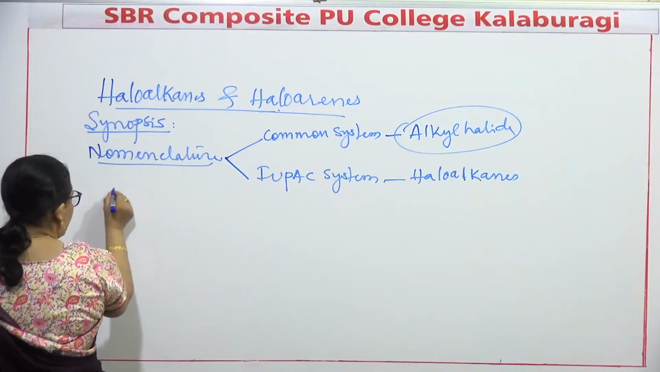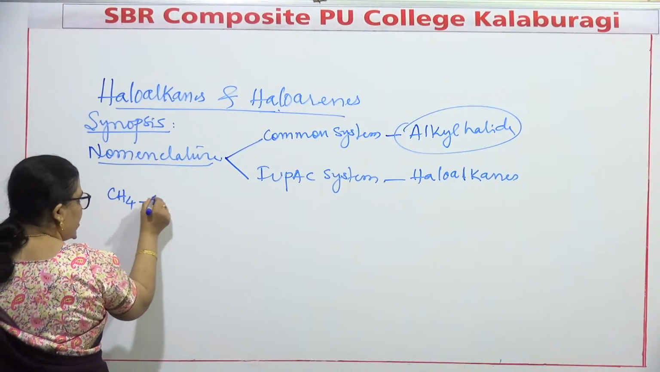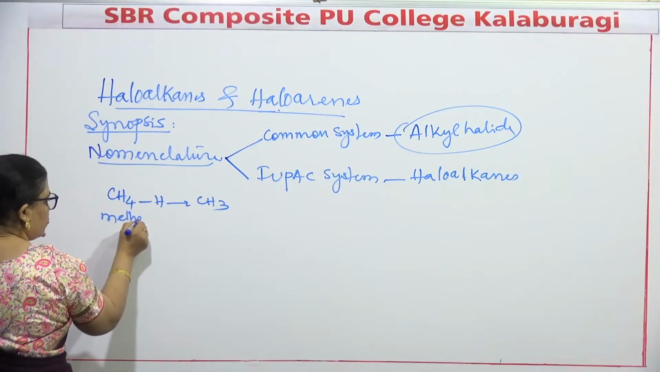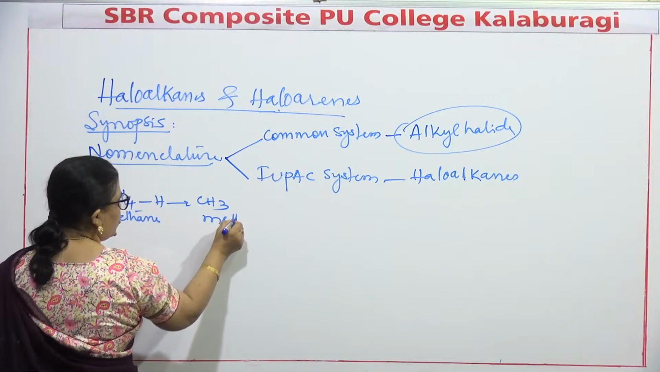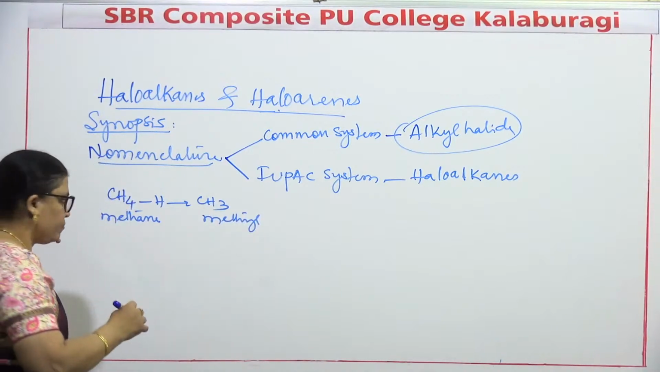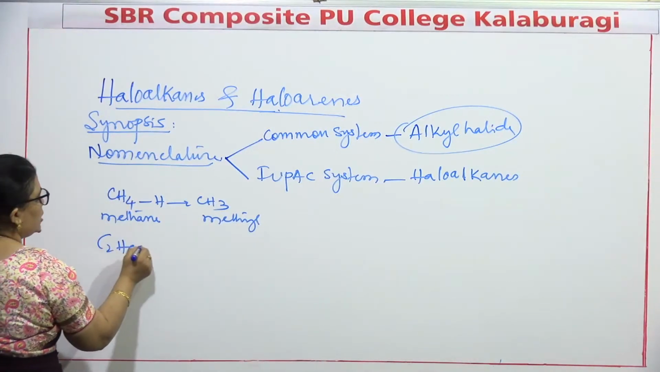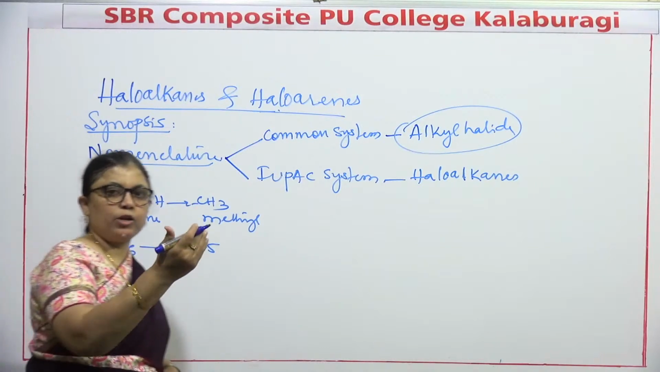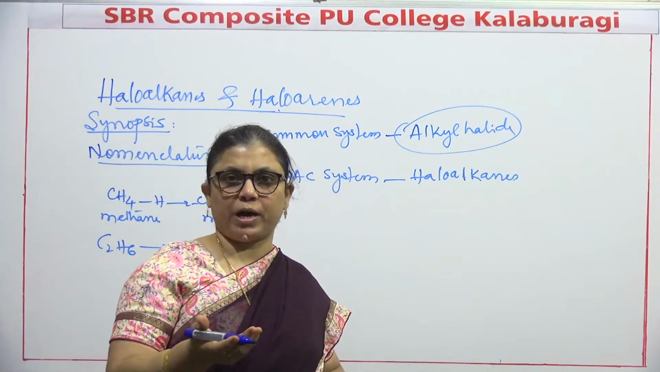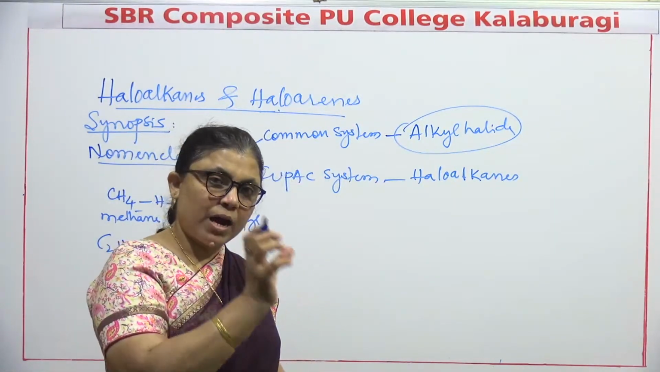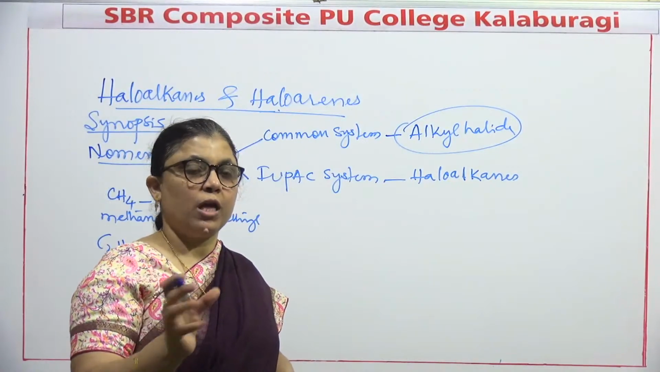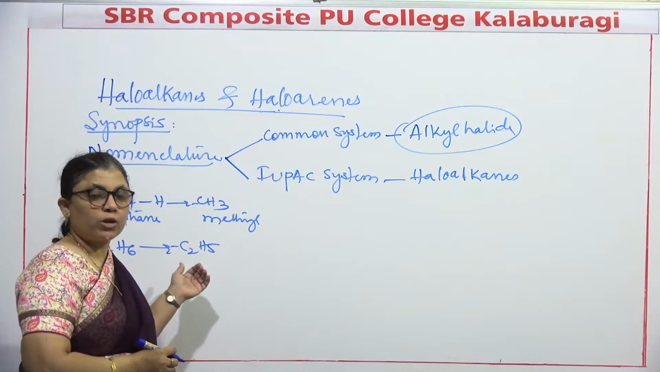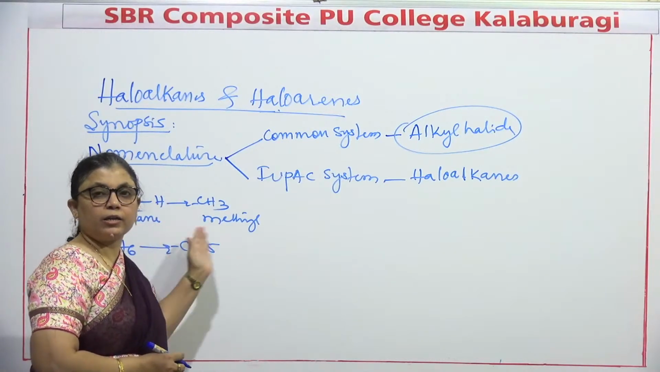Yesterday I said that from methane, by removing one hydrogen, we get methyl. Same way, ethane to ethyl, propane to propyl, maybe normal propyl, maybe isopropyl. So in general, from an alkane, when one hydrogen atom is removed, it is called an alkyl. Alkane to alkyl.